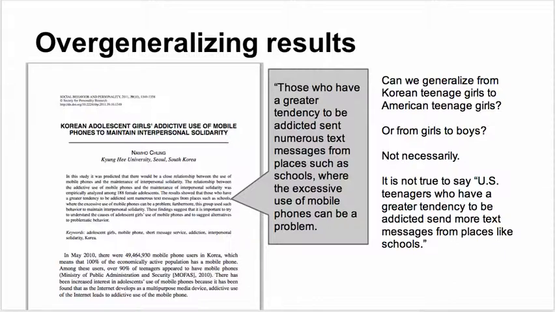We need to make sure we don't generalize these results from girls to boys. This study specifically only looked at girls' use of mobile phones, and so we can't say that all teenagers who have a tendency to be addicted are going to send text messages from places such as schools where it can be a problem. So it's really not true to take the study and say that teenagers who have a greater tendency to be addicted send more text messages from places like schools. That's not what the study says. The study says that young girls in Korea who have a tendency to be addicted send more text messages from places like schools.